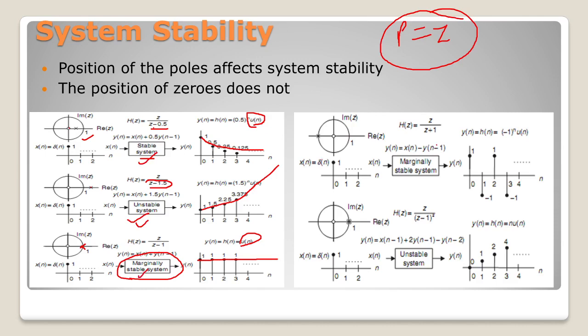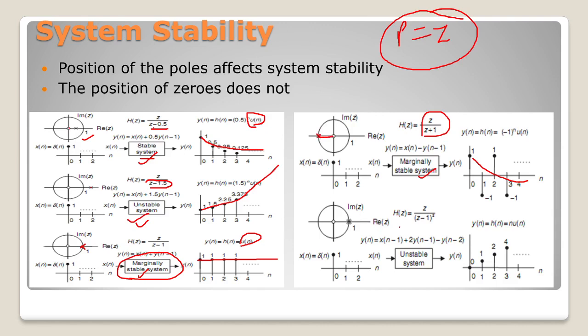In the fourth case, we have minus 1 raised to n times u of n. Taking the z transform, I will get z divided by z plus 1. The system and its waveform are like this. This system is called a marginally stable system because the pole is on the left side, but it is not across the unit circle.